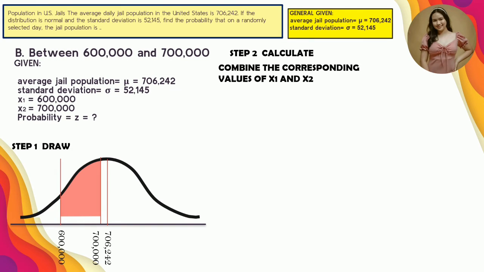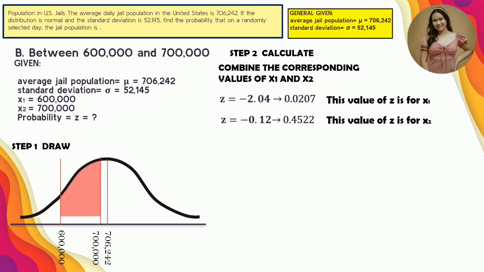And now we combine the corresponding values of our x sub 1 and x sub 2. We have z equals negative 2.04 and its corresponding value is 0.0207. This is the z value for x sub 1. And we have z equals negative 0.12. Its corresponding value is 0.4522. And this value of z is for our x sub 2.